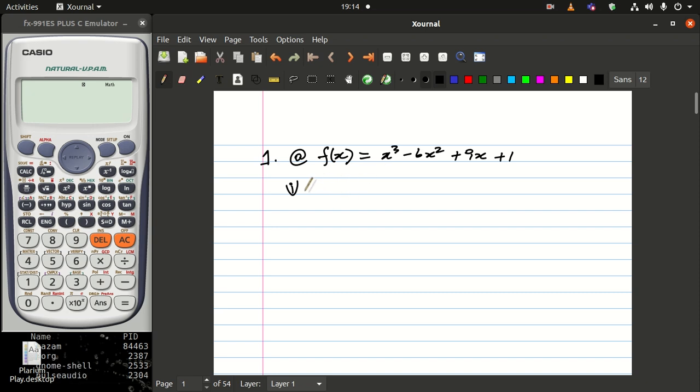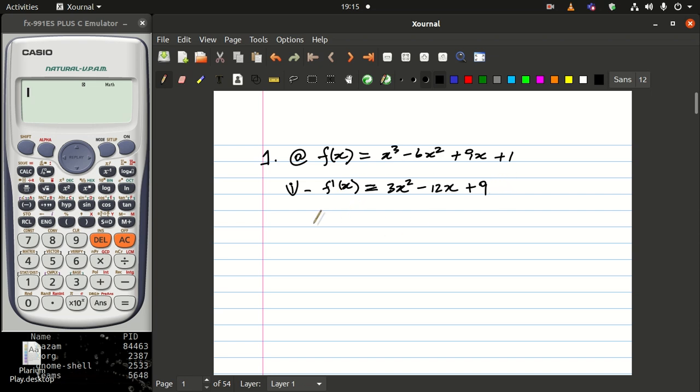So the first step is to find the first derivative of this function. Let's take this derivative. The first derivative is going to be 3x: we bring this 3 down and subtract a 1, giving 3x squared, minus 2 times 6 which is 12x, and then we subtract a 1 so we end up with x to the 1, and then plus 9. So that is the first derivative.